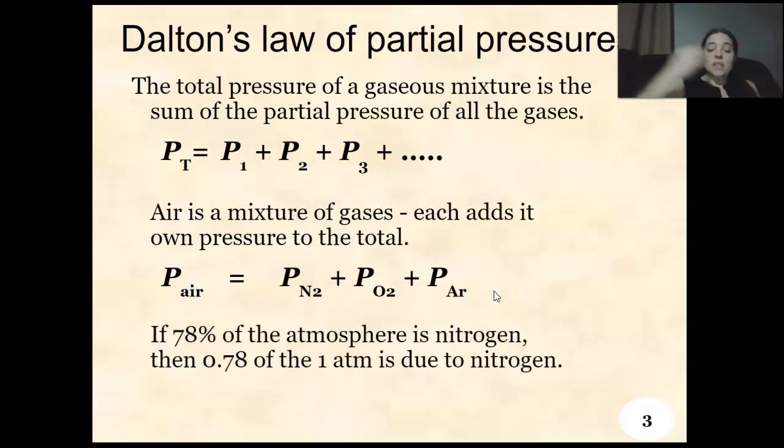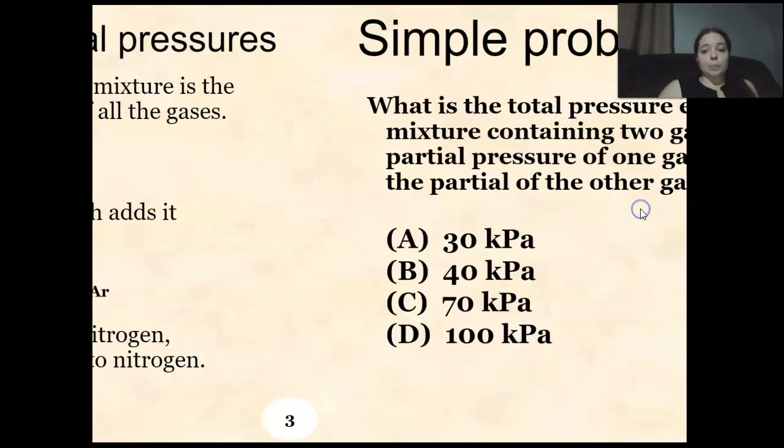Well, 78% of our atmosphere is nitrogen, which means out of 1 atm, which is standard pressure, 0.78 of that 1 atm is due to nitrogen. So 0.78 atm is nitrogen. Oxygen, I believe, is 0.21, and argon is part of the 1% of all the other gases that are mixed up that make the air.